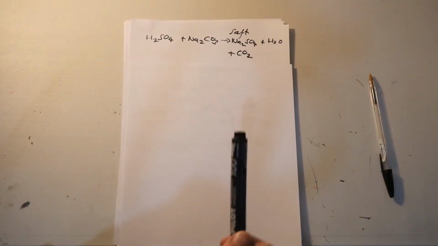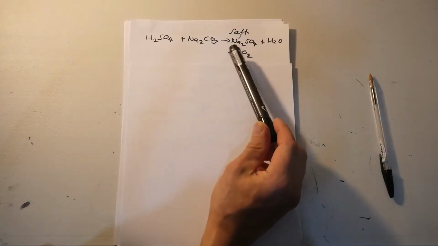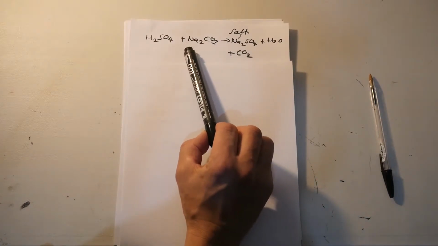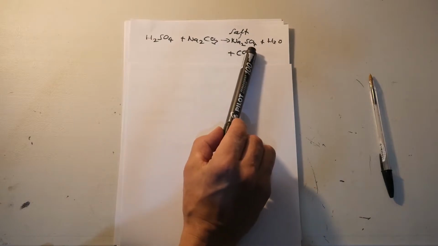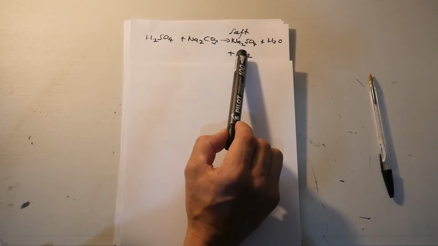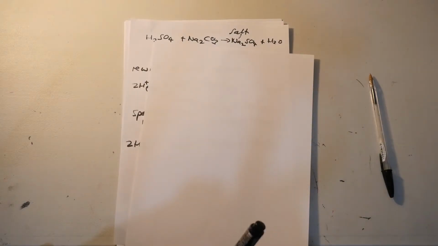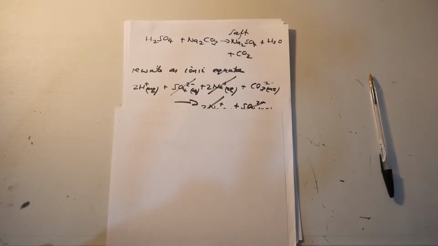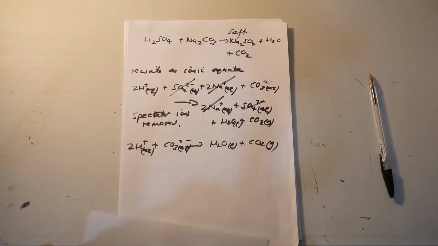So it gives sodium sulfate plus water plus carbon dioxide. Yeah, so the sodium combines with the sulfate to form sodium sulfate, and the hydrogen combines with the carbonate to form water and carbon dioxide. Okay. Now you can write this out as an ionic equation, which are down here.